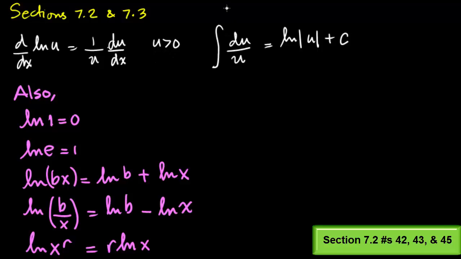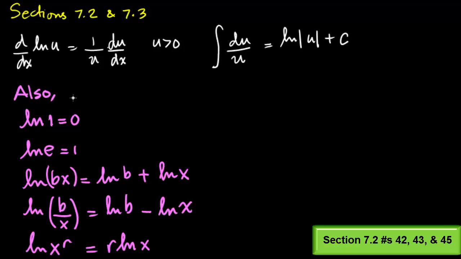Now if on the other hand you go the opposite direction, if you want an integral of du over u, that's that part, it's going to be the natural log of the absolute value of u plus a constant. Because remember, the argument of the natural log is always positive.